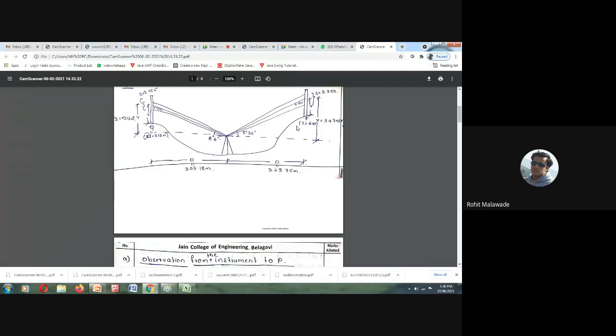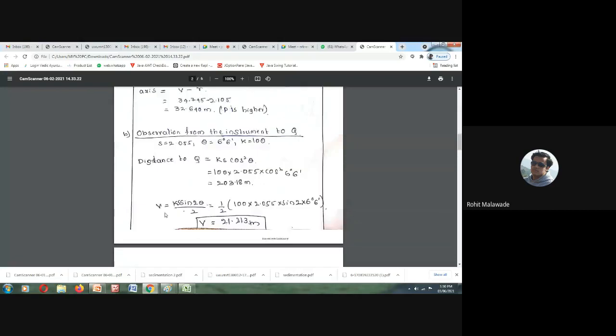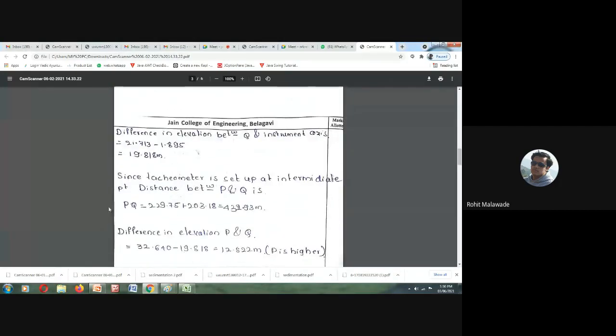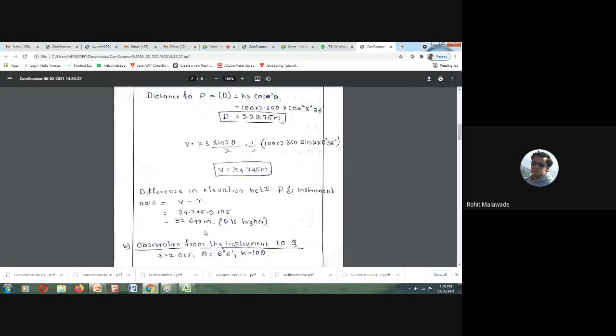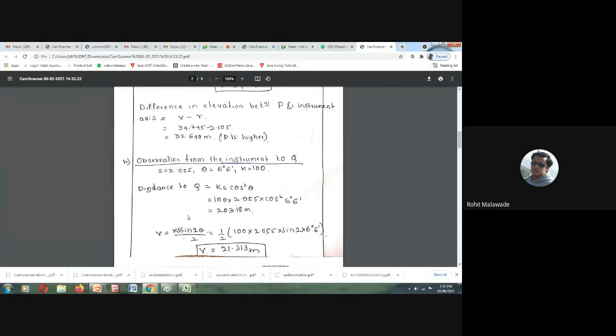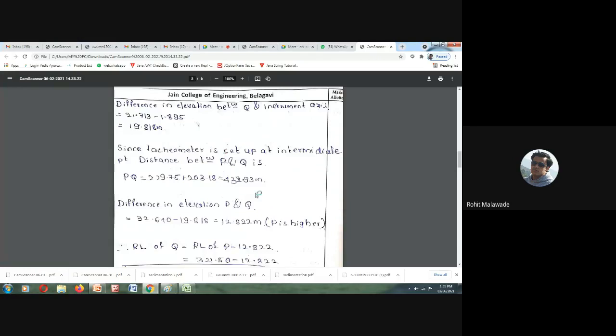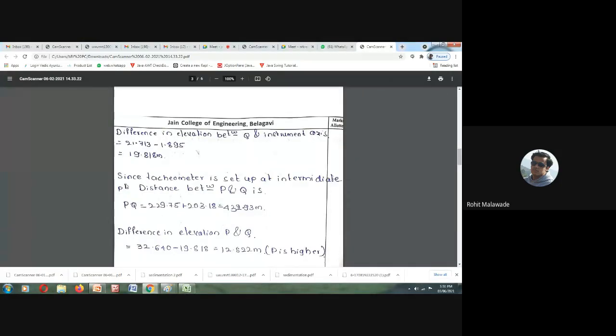Now we can determine the total distance between P and Q. So the total distance between P and Q is 432.93: 229.75 plus 203.18. Since the tachometer is set up at an intermediate point, the distance between P and Q is 432.93. Is it clear?